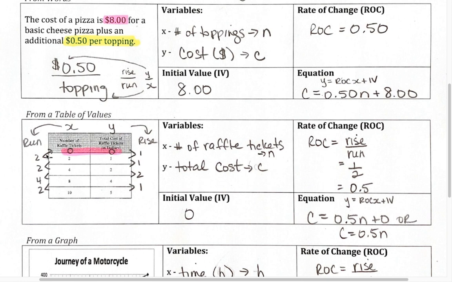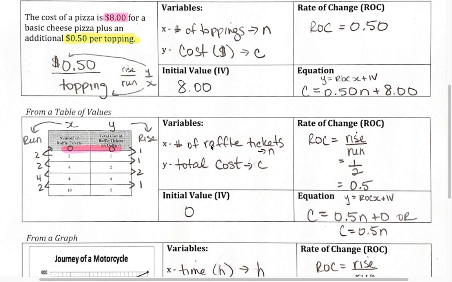So I'm going to go back from 2 to 0, and I just add in my own value here. If I go back 2 here, I saw on this side that every time I go back 2 from my run, I go back 1 on my rise. So that gives me a new value in my table of values, 0, 0, just by following that pattern in the opposite direction. So I can see that when my independent variable is equal to 0, my dependent variable, my initial value, is 0 as well.